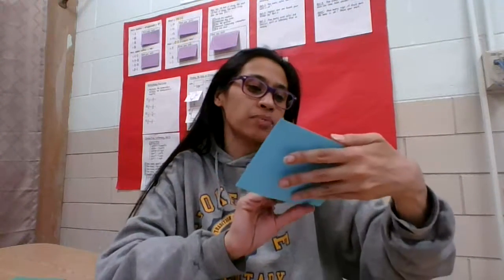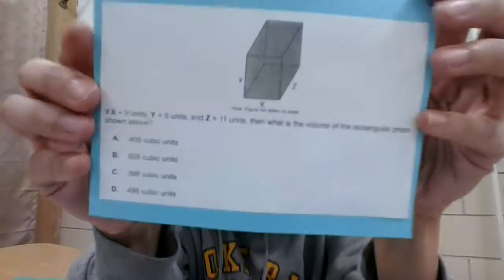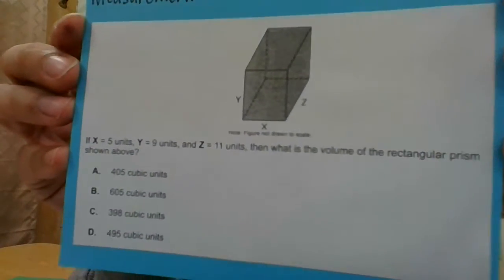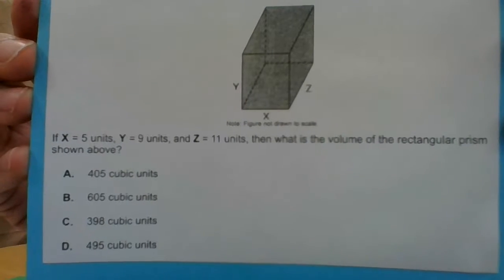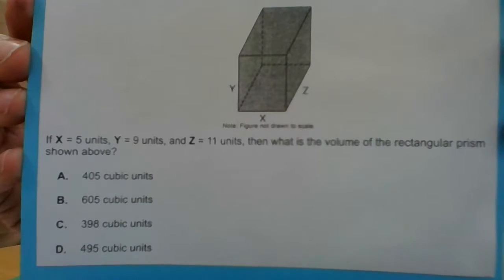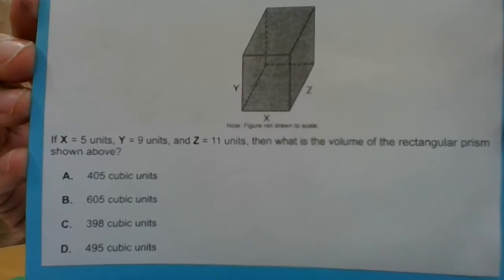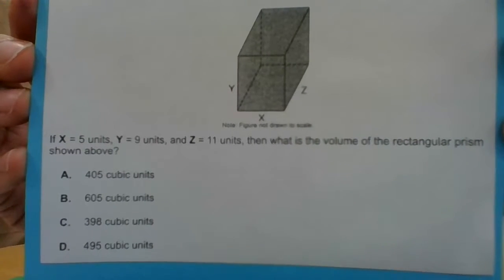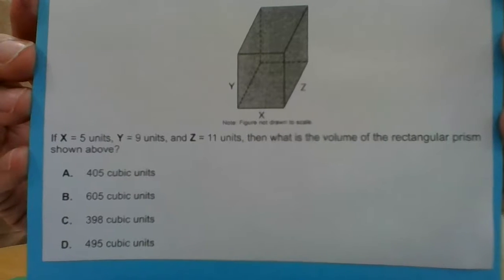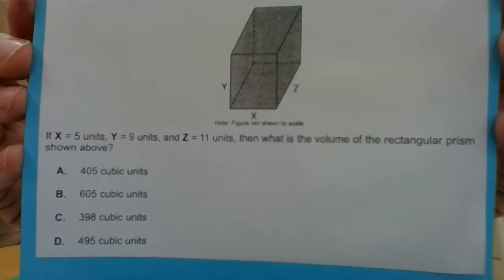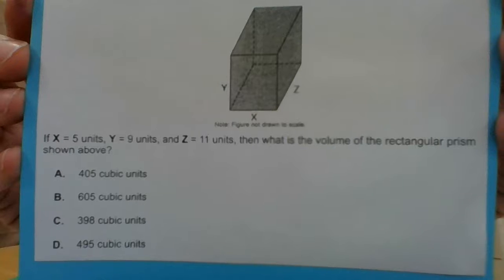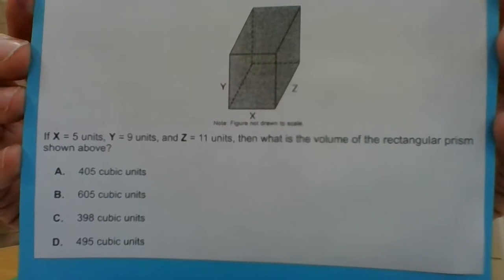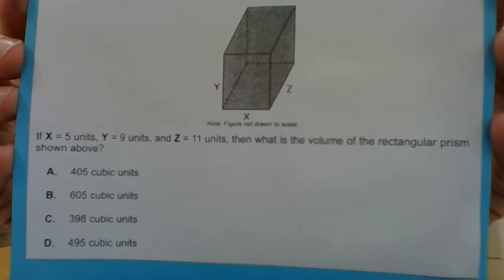All right, moving along, number 48. We are almost done. 48, measurement and data. If x equals 5 units, y equals 9 units, and z equals 11 units, then what is the volume of the rectangular prism shown above? A, 405 cubic units, B, 605 cubic units, C, 398 cubic units, or D, 495 cubic units.